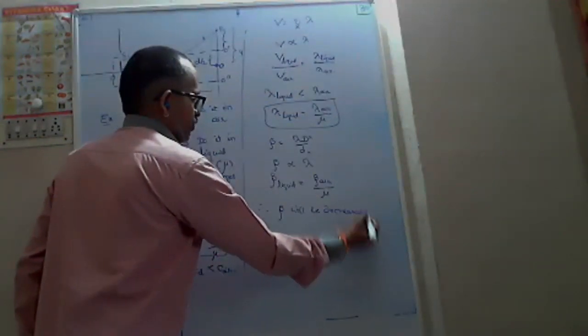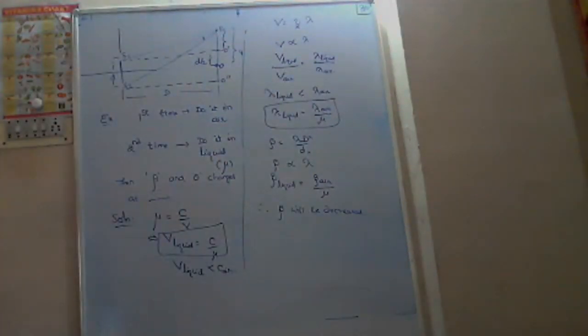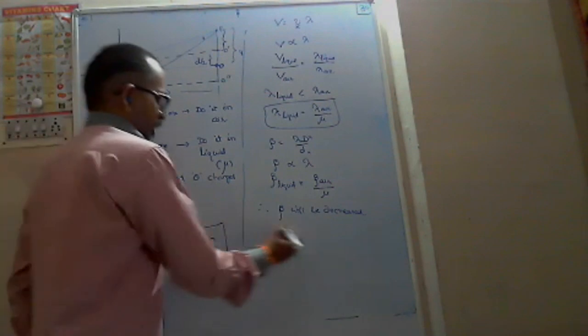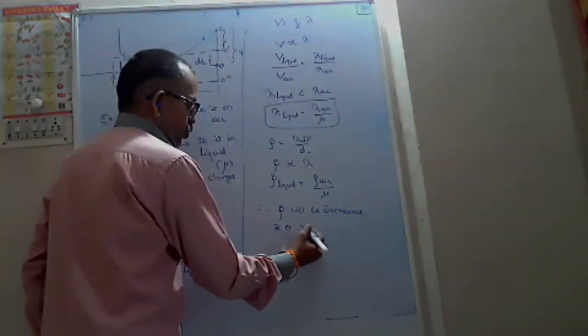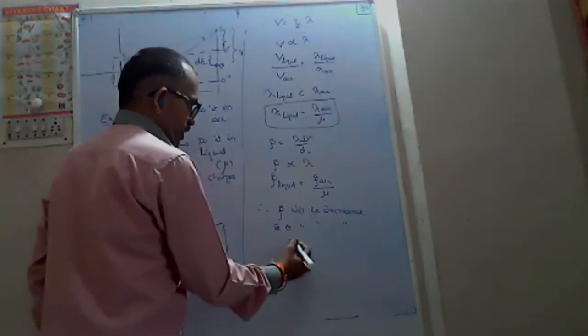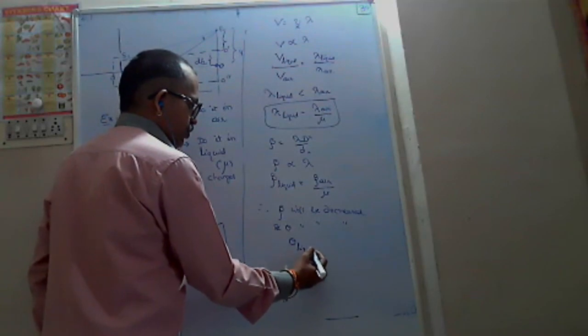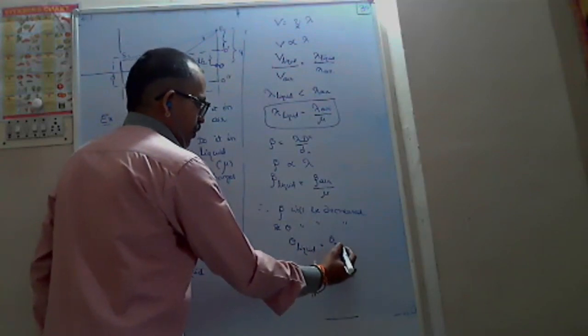In the same way, theta also is decreased by 1 by mu. That is, theta in liquid equals theta in air by mu.